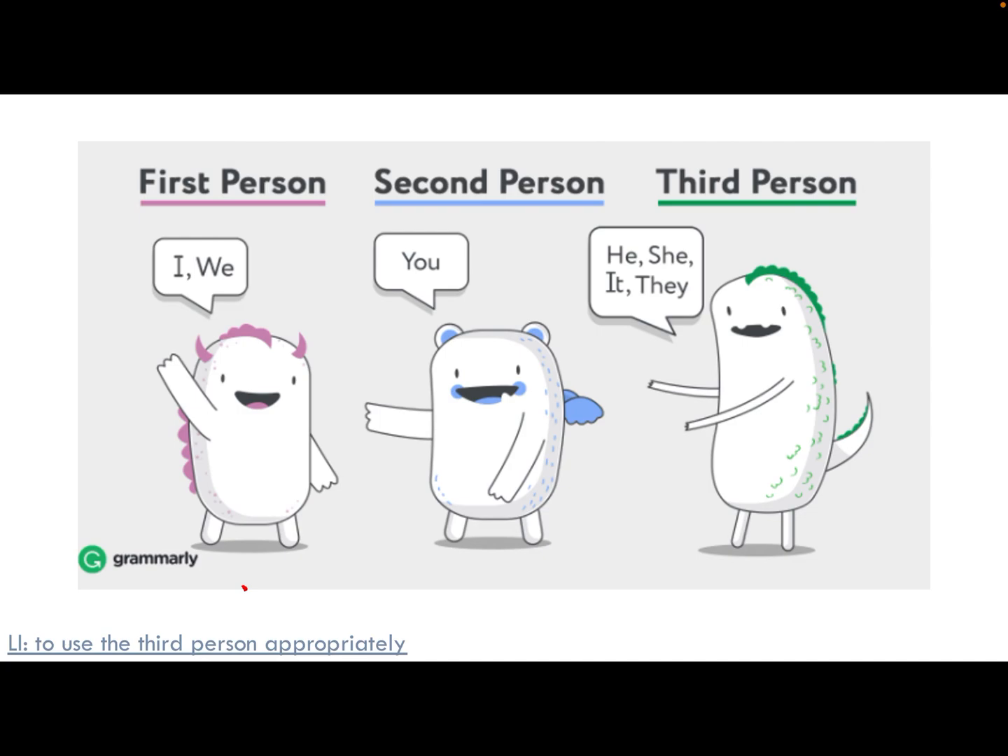Second person is not as commonly used. It's when we're thinking about you. You need to do this. You should do this. Think about when we write instructions and things like that. Finally, we've got third person.